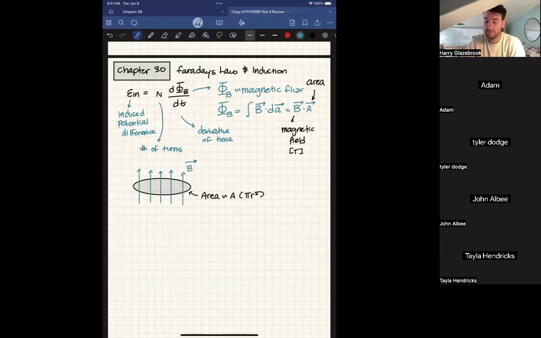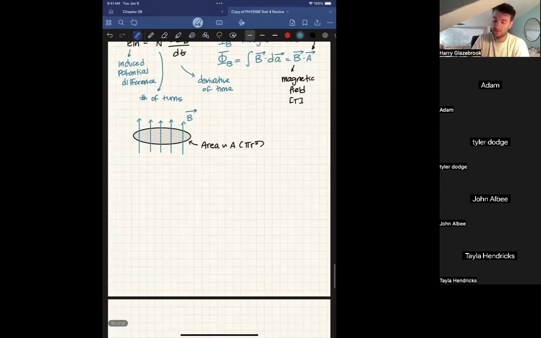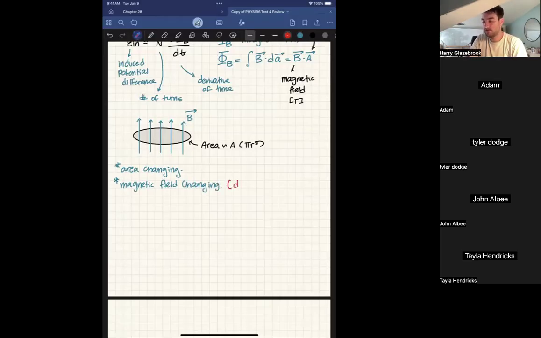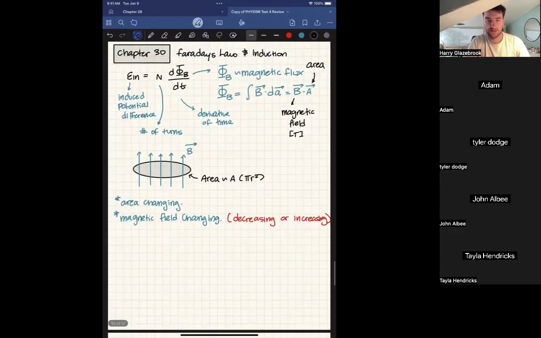But now if the magnetic field or the area is changing with respect to time, then you're going to get the EMF. So either the problem is going to say area is changing with time, or it's going to say magnetic field is changing with respect to time. And when it says changing, it's going to specify whether the magnetic field is decreasing or increasing. Any questions so far? Because I know this is a lot.